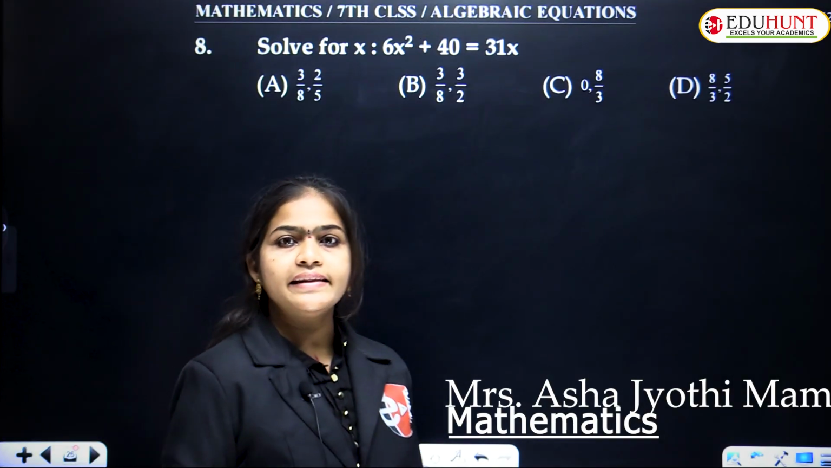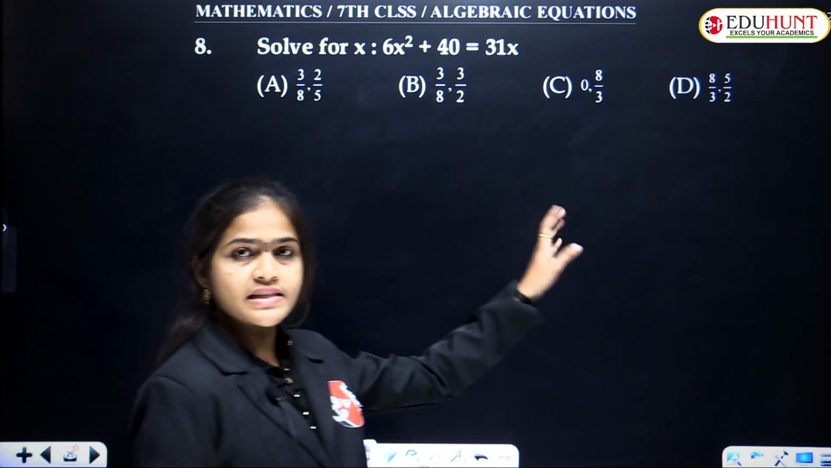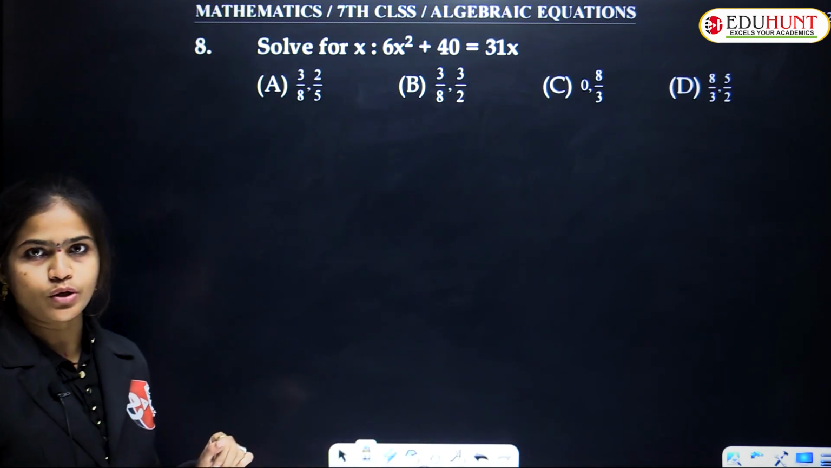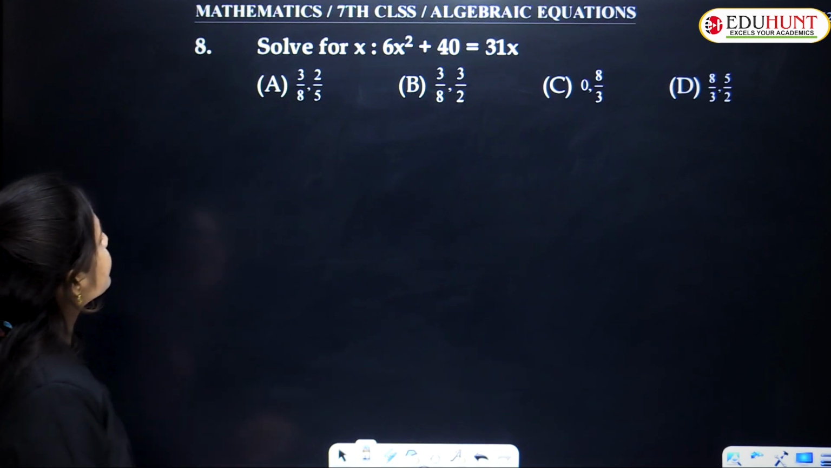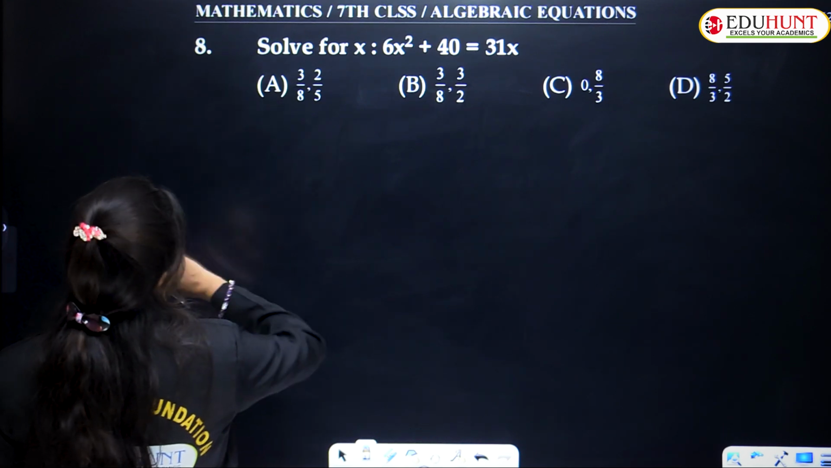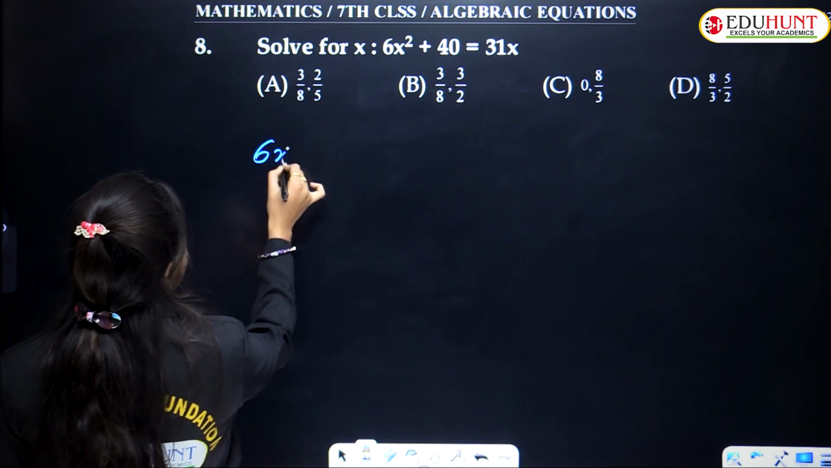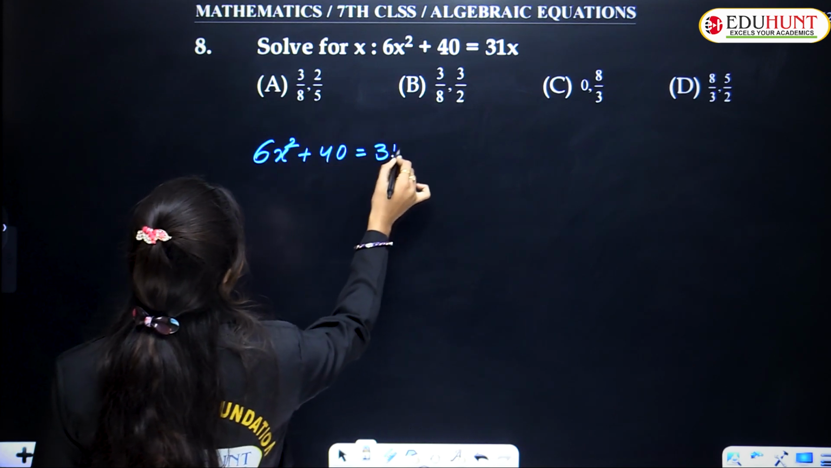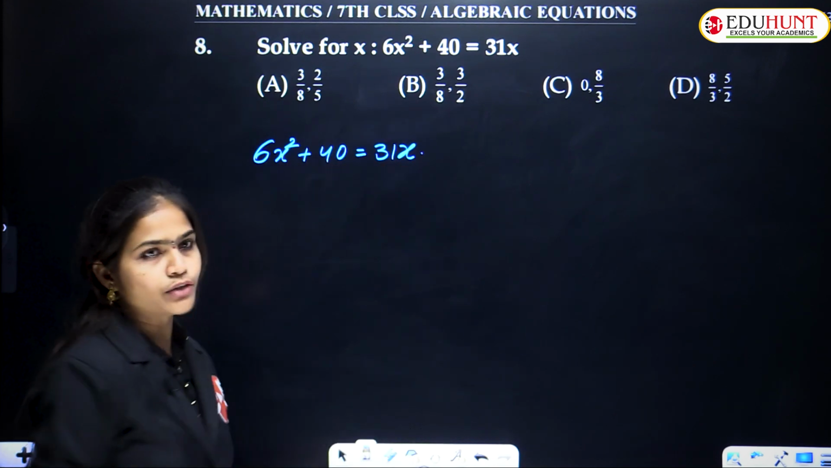So hi children, in the previous video we discussed up to 7 questions. In this video we are going to discuss the problems from 8 onwards. Let us say, solve for x. Here 6x square plus 40 is equal to 31x. This is the given equation.